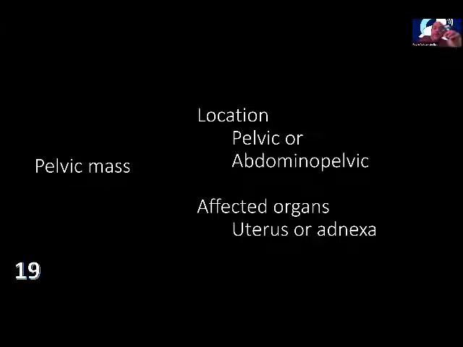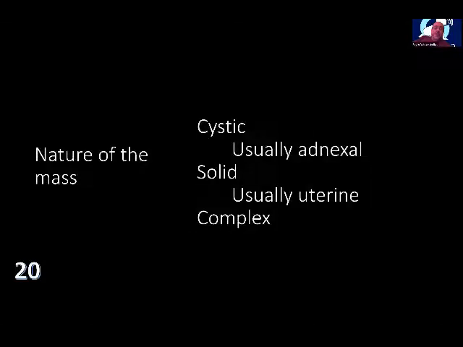We're going to go now to see pelvic masses. Pelvic masses can be pelvic, truly pelvic, low, or abdominopelvic, because of the location and the size of the mass. Big masses can go all the way up to the liver. And the affected organs of a pelvic mass can be uterus or adnexa. The mass can be cystic, solid, or complex.